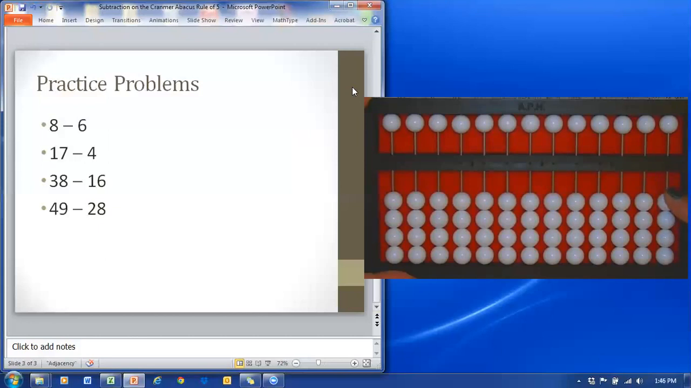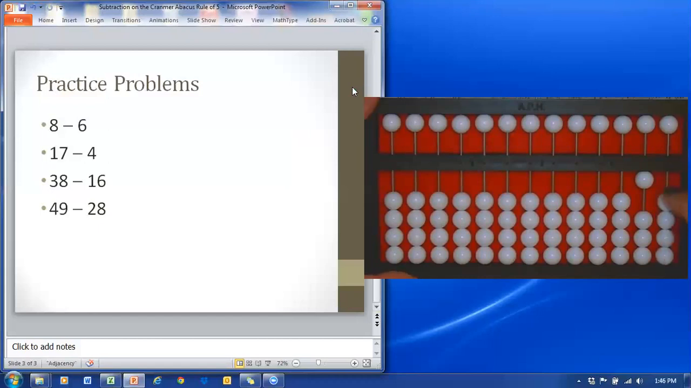17 minus 4. So I'm going to set 1 10 and 7 ones for my 17. Now I want to subtract 4 from the ones place. So I'm going to bring 1 bead down, a second bead down. Now there aren't any more sitting there, so I have to go up to the 5 bead as I say 3 and return the 4 below it. And continue counting. 4 as I pull that last bead away. Notice my answer is 13, 1 10 and 3 ones, and 17 minus 4 is indeed 13.